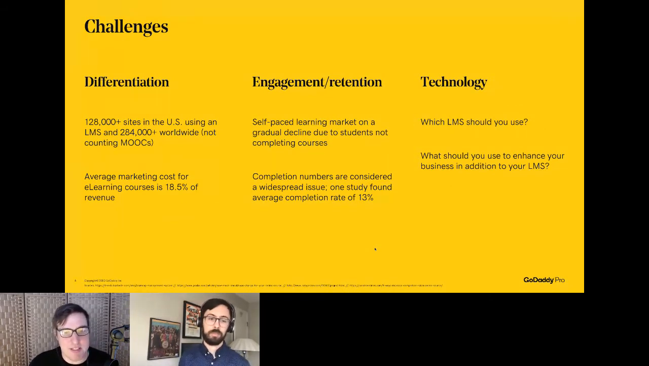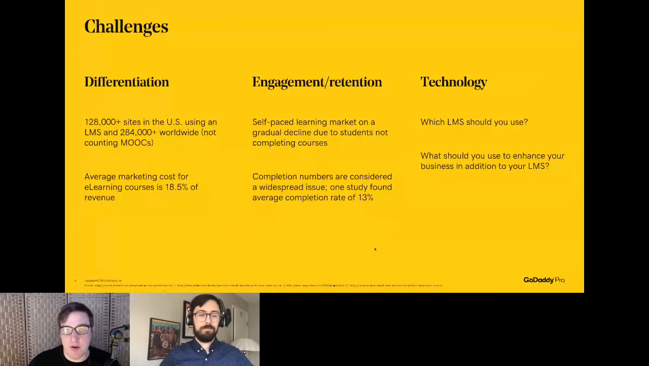However, that does take us into the next challenge, which is the engagement and retention. So you found a way to get people to take your course, and that is fantastic. And that's a big part of the battle. However, there is an issue with people completing online courses they take. The self-paced learning market is on a gradual decline, in fact, because of students not completing their courses.